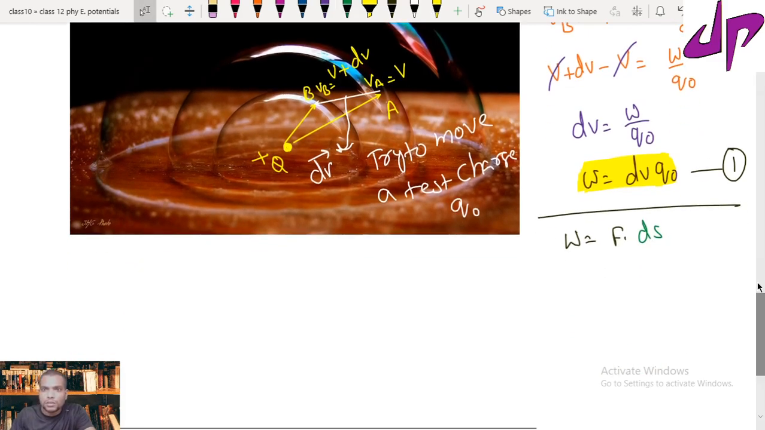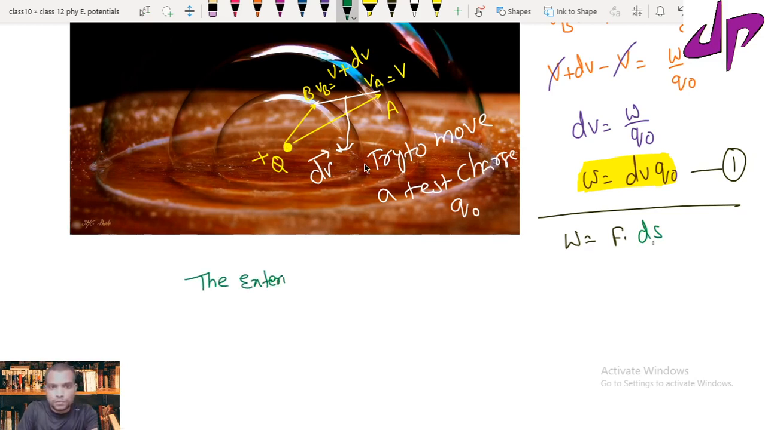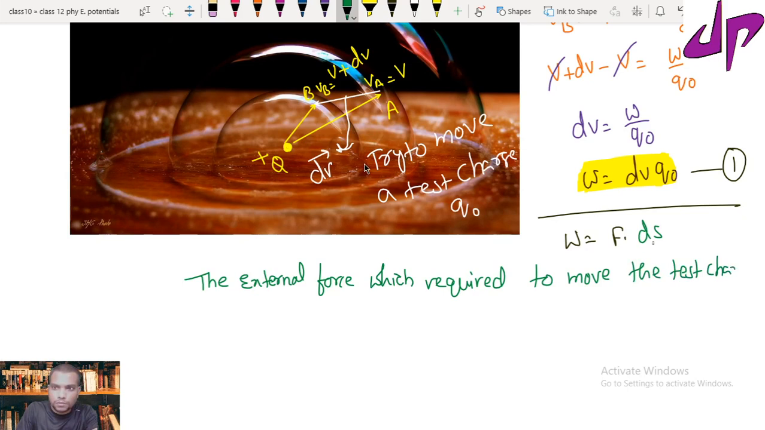Now here the force we can write in terms of the electric field. The force we mentioned here is the external force which is required to move the test charge Q naught against the electric field.